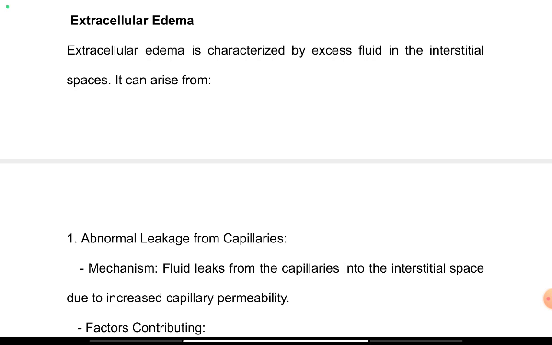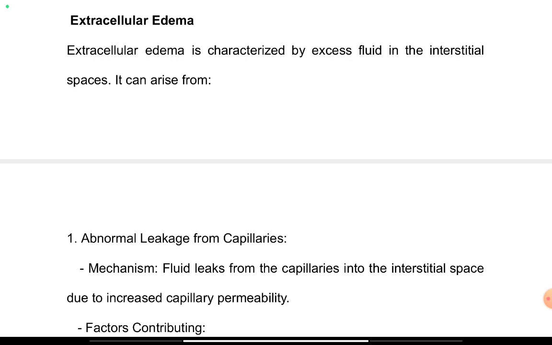So we have three compartments. Intravascular is a compartment, extravascular or interstitial space is a compartment, and intracellular is a compartment. When there is fluid accumulation in the intracellular compartment, it goes by the name intracellular edema. When there is fluid accumulation in the middle compartment, the extravascular or interstitial space, that is extracellular edema. And that can occur as a result of what? Excessive leakage of fluid from the capillaries.